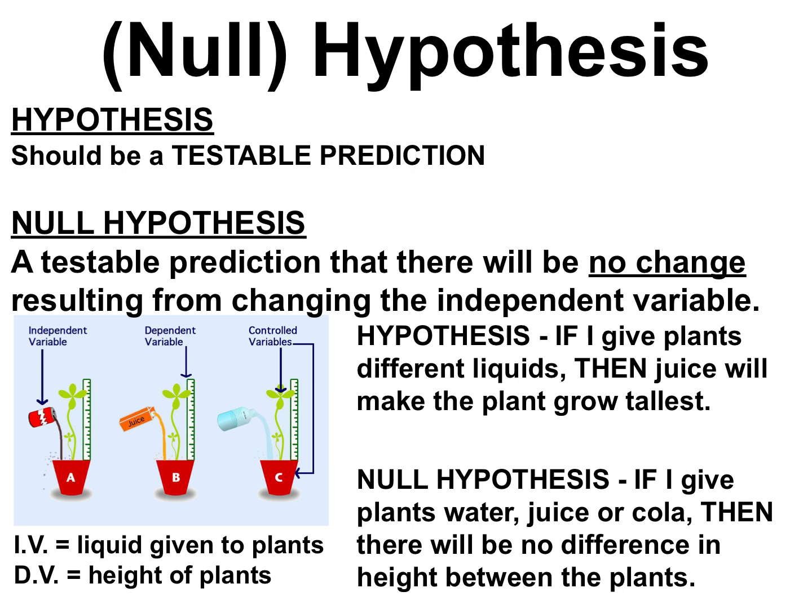In our plant example, a hypothesis could be, if I give the plants different liquids, then juice will make the plant grow the tallest. And a null hypothesis then would be, if I give plants water, juice, or cola, then there will be no difference in height between the plants.